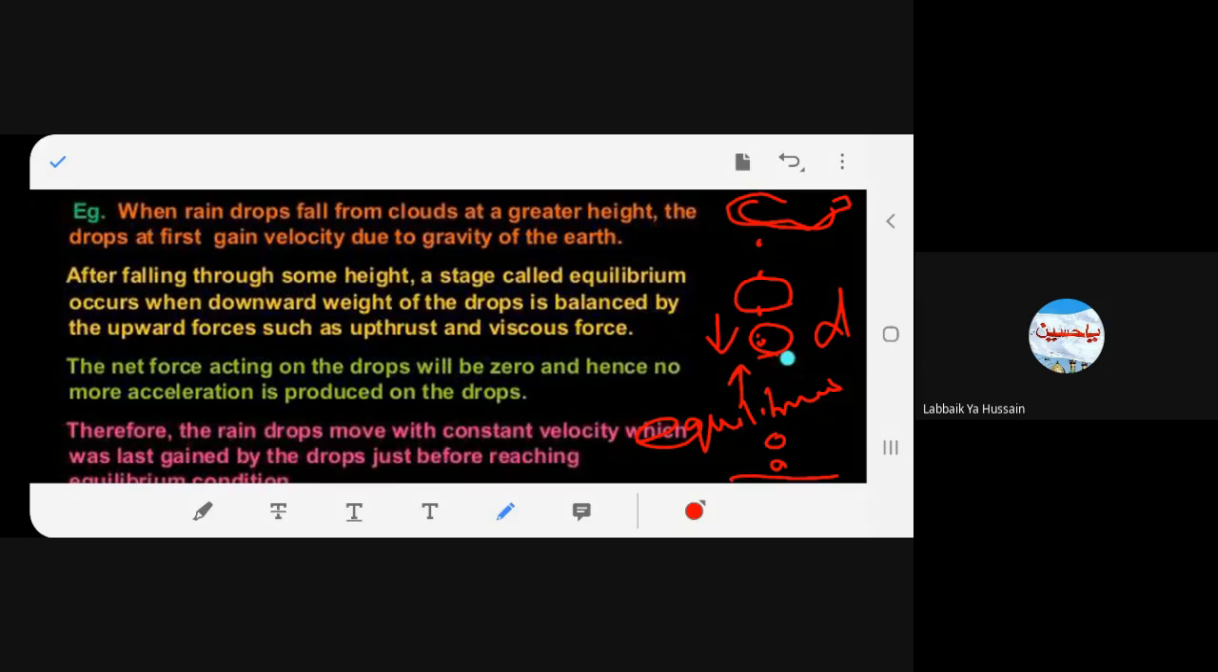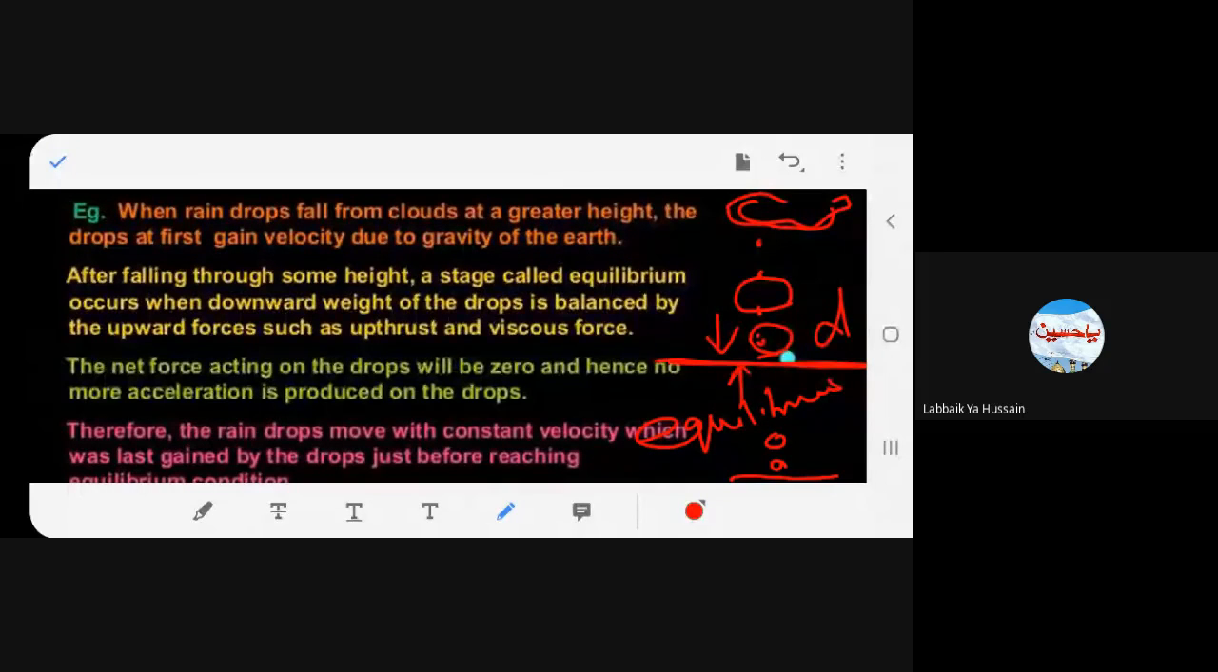When the rainfall begins from the cloud at a greater height, why does it come down? Due to the gravity of Earth. Fine. You understood? That is the first point. Then it is falling down, falling down. Then at one stage, it reaches equilibrium. What happens in the equilibrium stage, beta? This is the equilibrium stage, remember. What happens over there?